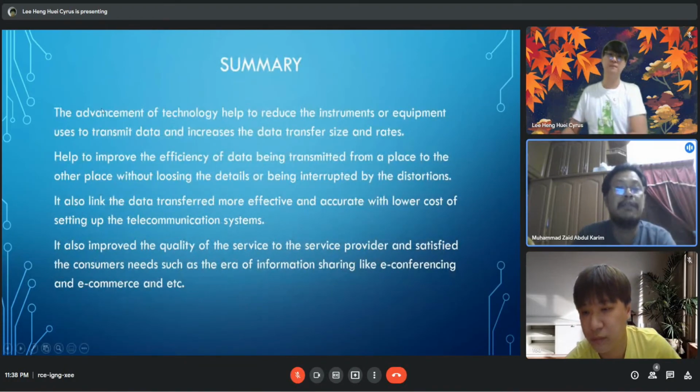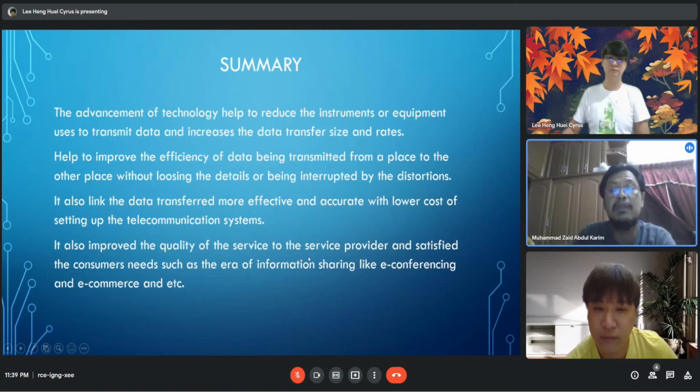Summary. The advance of technology helps to reduce the instruments or equipment used to transmit data and increases the data transfer size and rates. It helps to improve the efficiency of data being transmitted from one place to another without losing details or being interrupted by distortions. It also makes data transfer more effective and accurate with a lower cost of setting up the telecommunication system. It will also improve the quality of service for the service provider and satisfy consumers' needs in areas such as information sharing like e-conferencing, e-commerce and so on.